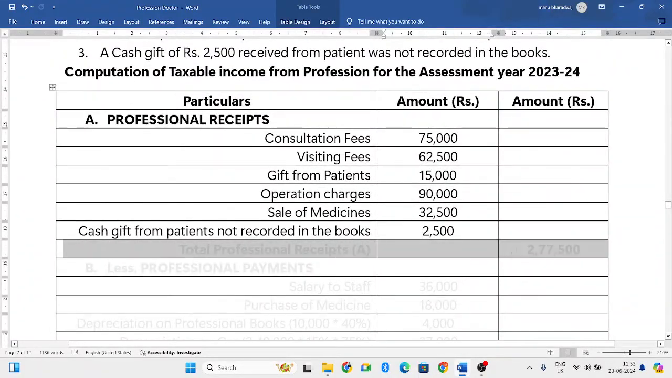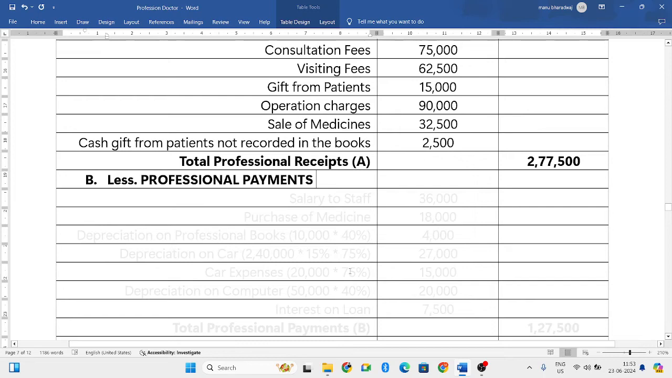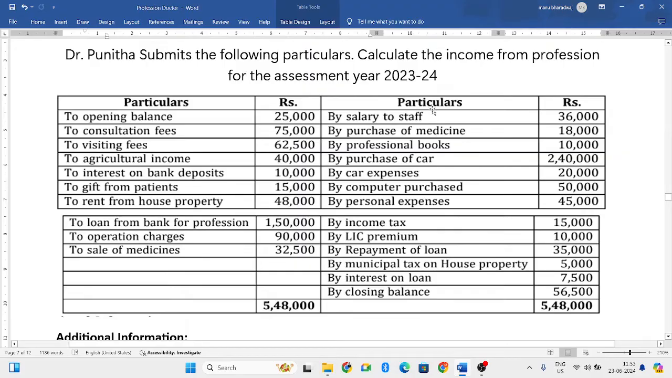Now when we do the total of this, we will get the total professional receipts, that is 2,77,500. That I will write in the outer column. From this you have to reduce all the professional payments or professional expenditure. So for all the payments you have to refer to the right side of the receipt and payment account.